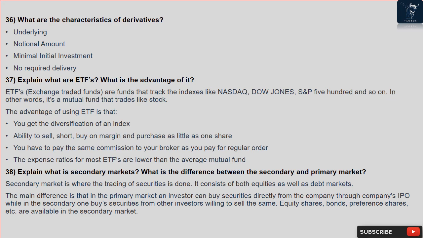38. Explain what is secondary market. What is the difference between the secondary and primary market? Secondary market is where the trading of securities is done. It consists of both equities as well as debt markets. The main difference is that in the primary market an investor can buy securities directly from the company through the company's IPO, while in the secondary one buys securities from other investors willing to sell the same. Equity shares, bonds, preference shares, etc. are available in the secondary market.